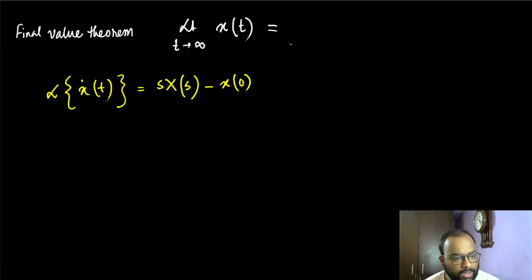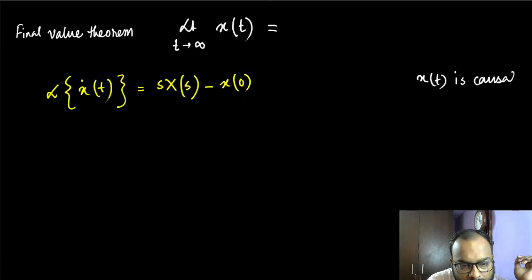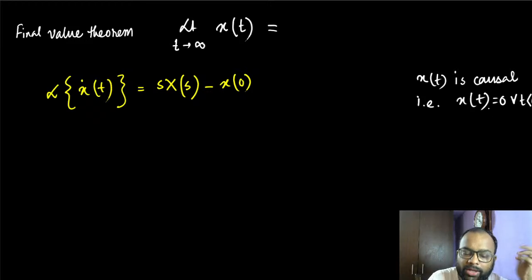All right. Now we have to assume one important thing right away: that the signal x(t) we are dealing with is a causal signal. So x(t) is causal, which means x(t) will be 0 for all t less than 0. As long as t is less than 0, x(t) is going to be 0. That's an assumption we are putting in right away.